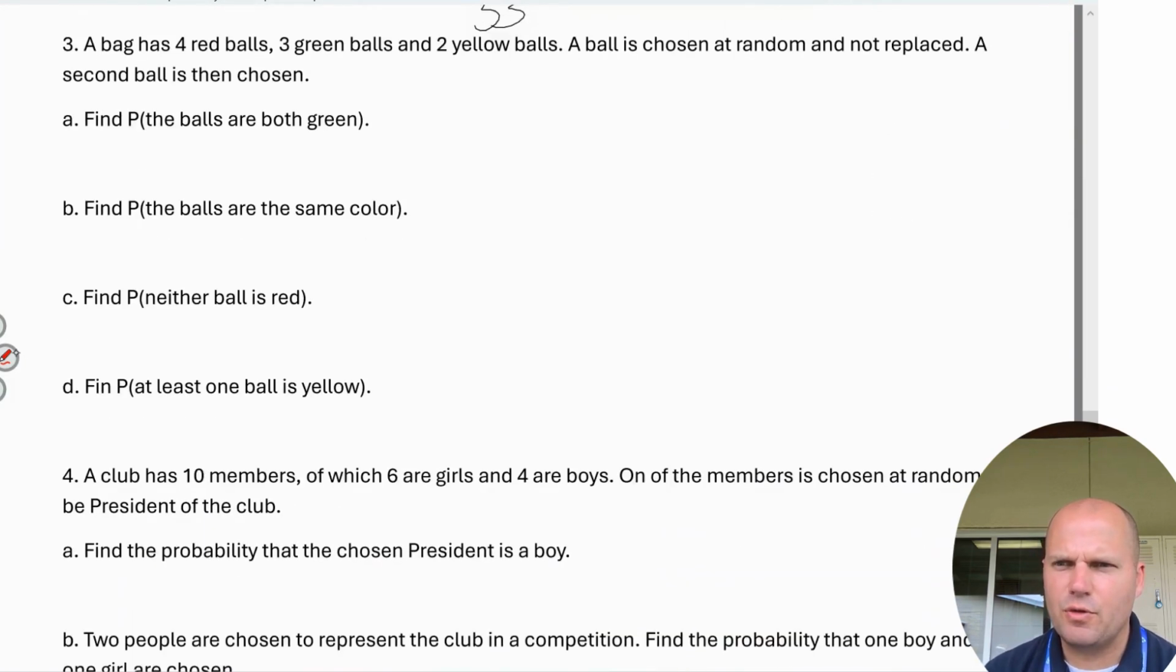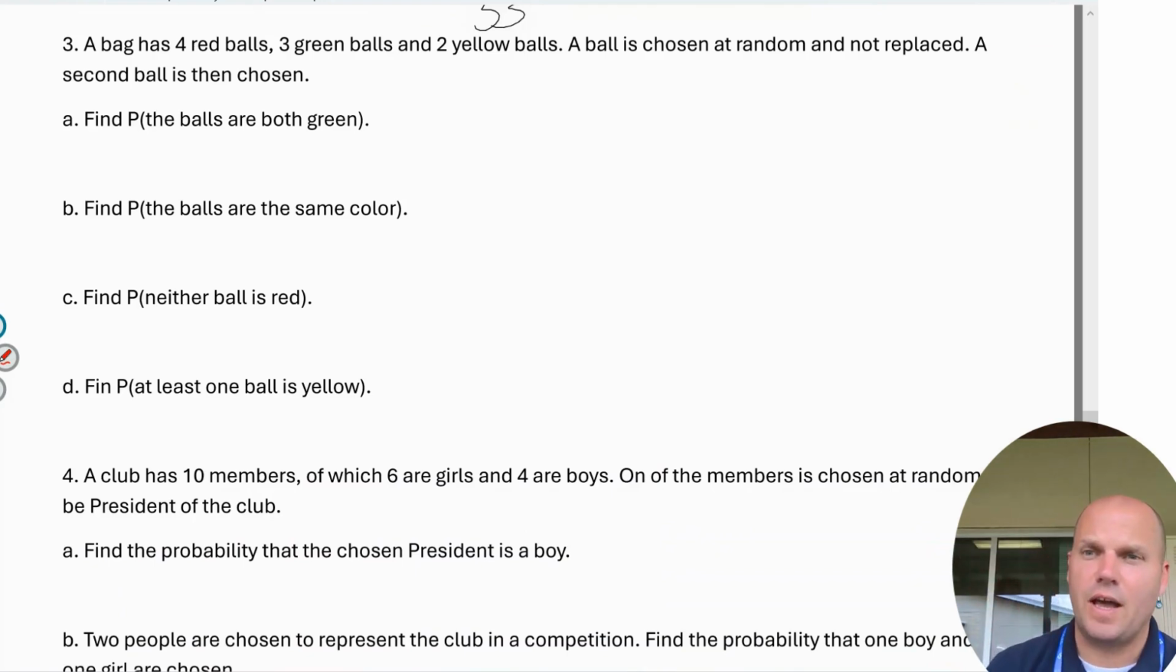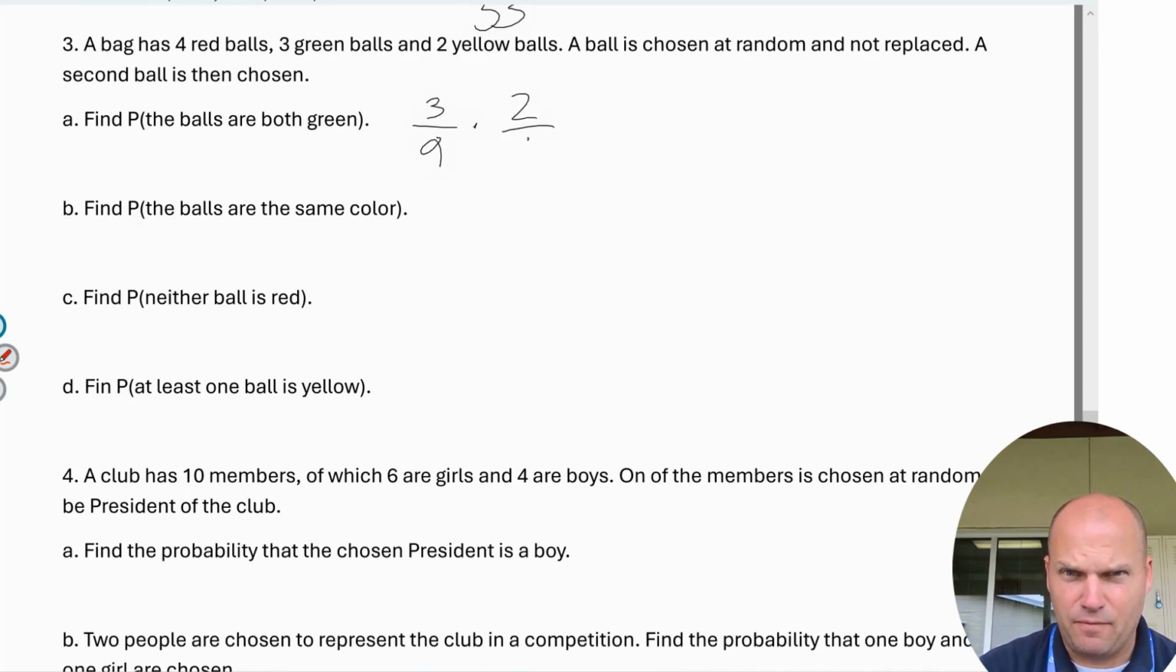Bag has 4 red, 3 green, 2 yellow. A ball is chosen at random and not replaced. So because we take one out, the game changes, the probability changes. So we have to change the probability. Find the probability that both the balls are green. Well, we have a 3 out of 9 chance on the first one. I've removed a green one, so I would have to have a 2 out of 8 chance for the second.